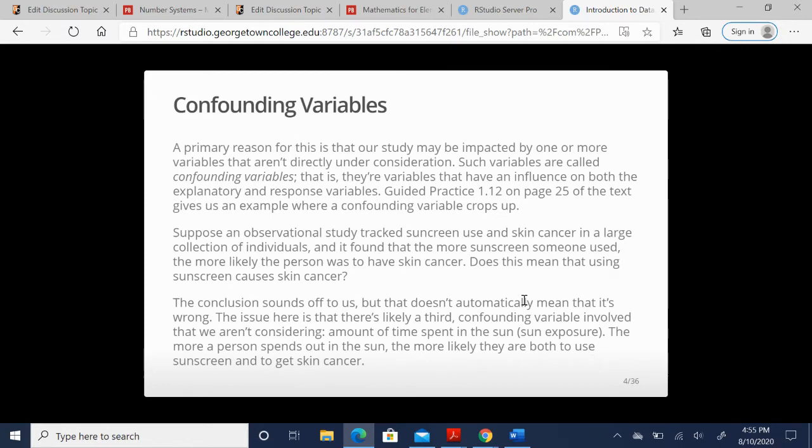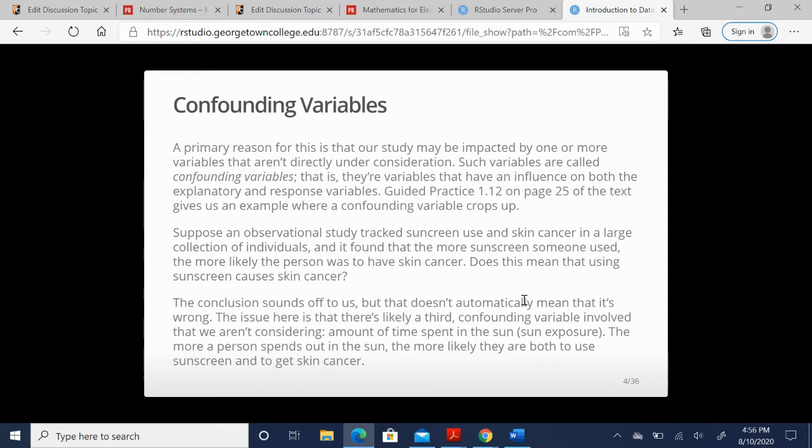One of the primary reasons that we can't do that is that our study can be impacted by some variables that we aren't necessarily looking at. Maybe we haven't even recorded them. Maybe we don't even know about them. Sometimes those are called confounding variables, and they're variables that can have an influence on both the explanatory and response. So maybe it's not that the explanatory and response are driving each other, but something else is in common and driving both of them.